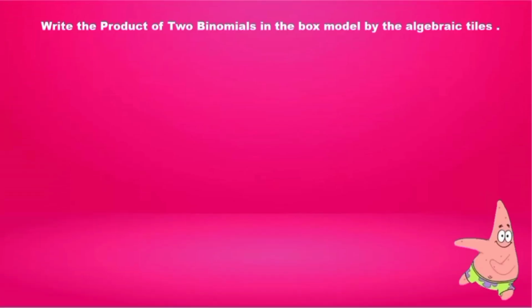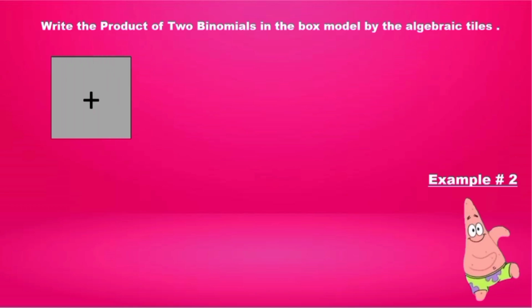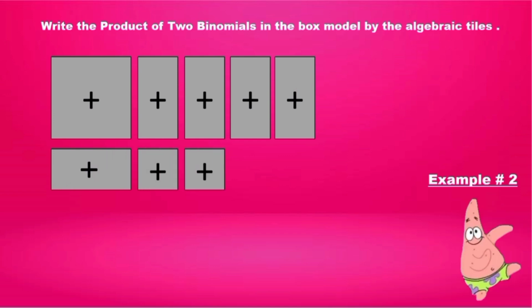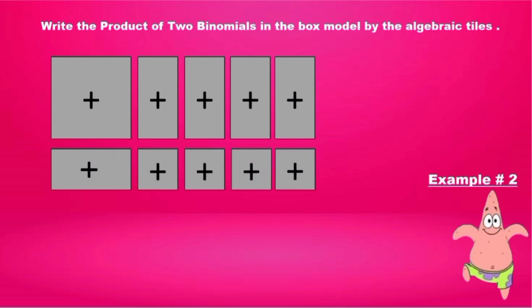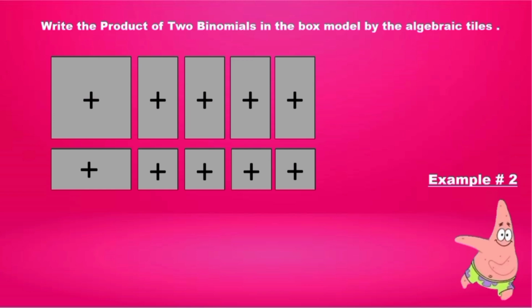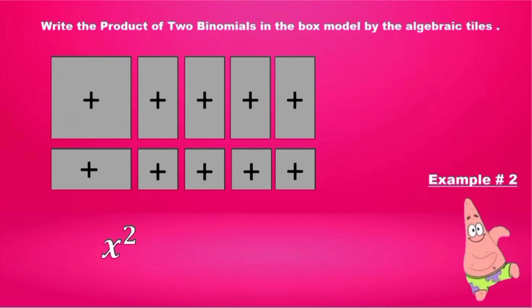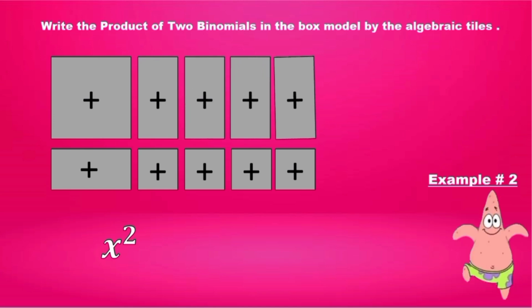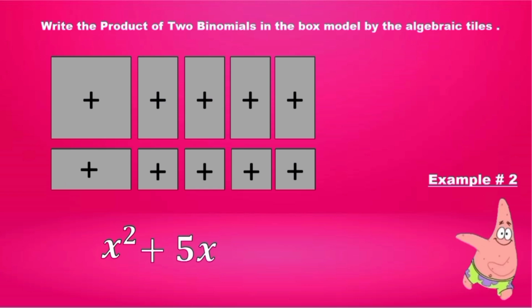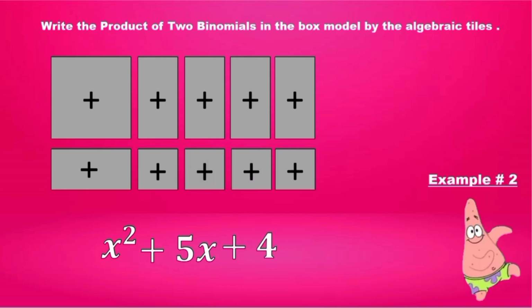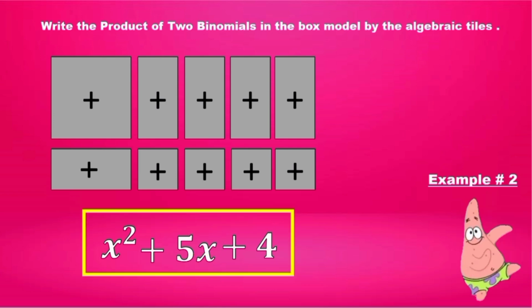Now let's have example number 2. These are the figures. Now find the product. We have 1x squared. Then we have 5x. And we have 4 positive 1. Our final answer is x squared plus 5x plus 4.